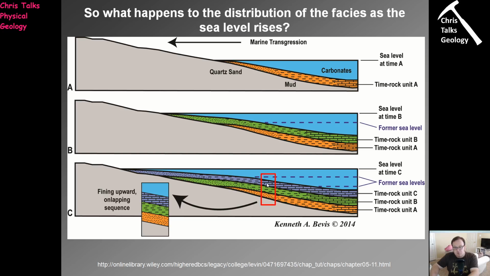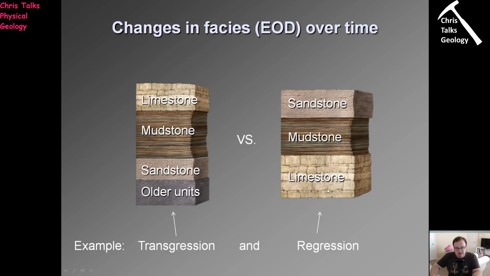A regression will be picked out by the reverse sequence. We'll have limestone being covered over by mudstone, being covered over by sandstone. So this sequence tells us the water is getting deeper. This sequence tells us the water is getting shallower. Water gets deeper going up, water gets shallower going up. So the water's moving onto the land, transgression. The water is moving off the land, regression.